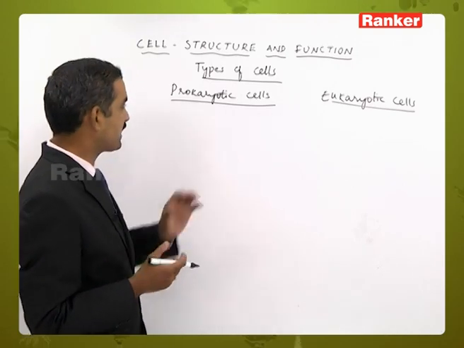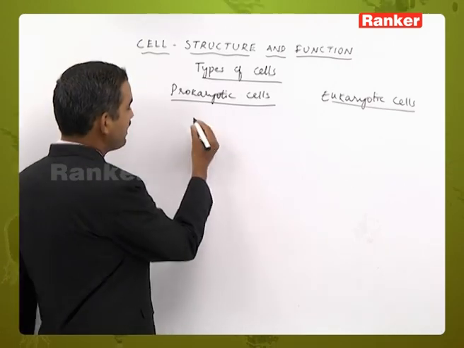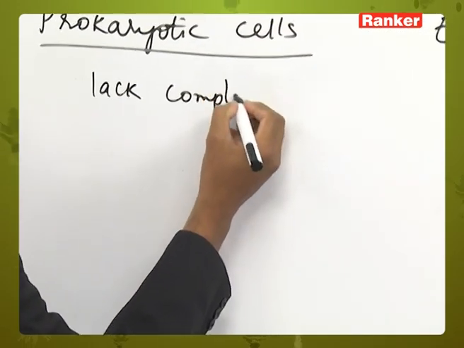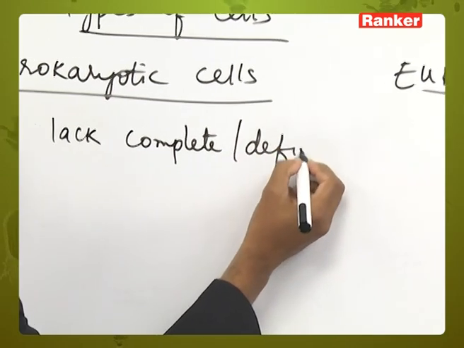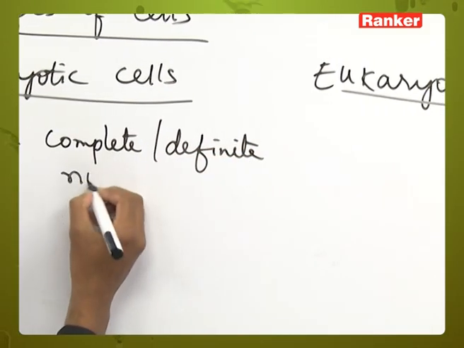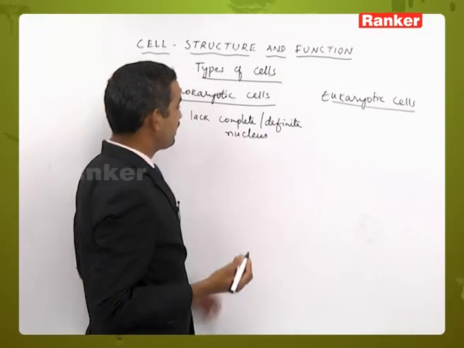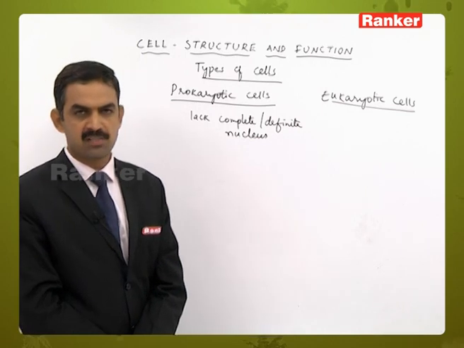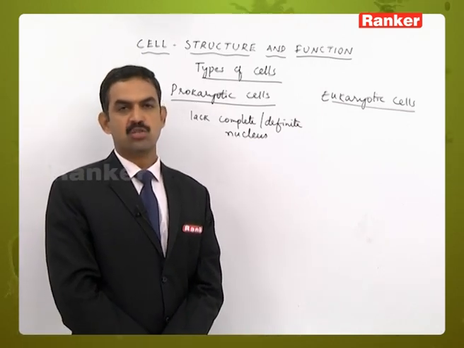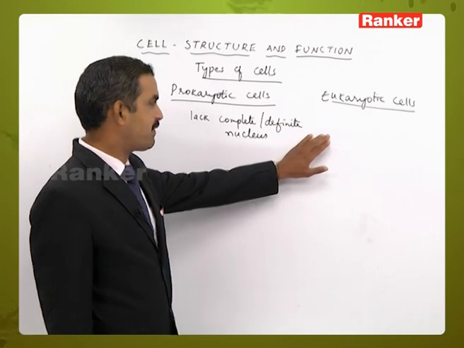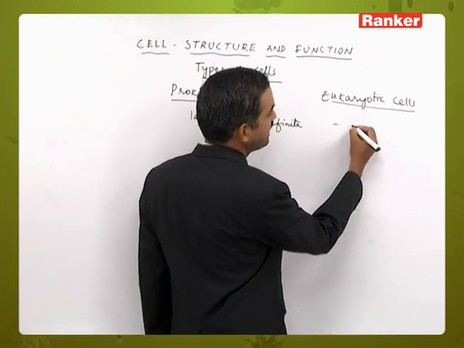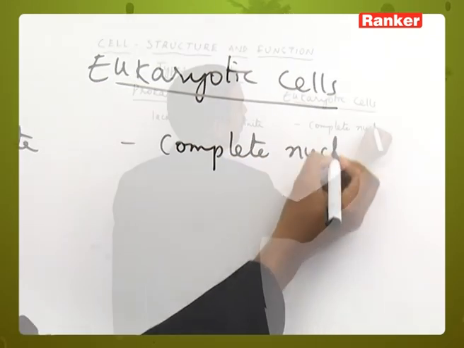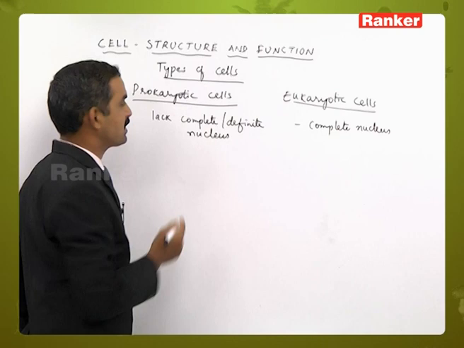If you take the prokaryotic cells, generally these are the ones which lack a complete or definite nucleus. A complete or definite nucleus means the nucleus which contains a nuclear membrane, nucleoplasm, chromatin material and also a nucleolus. Eukaryotic cells contain a complete or definite nucleus. The ones which do not have such a nucleus are called prokaryotic cells.